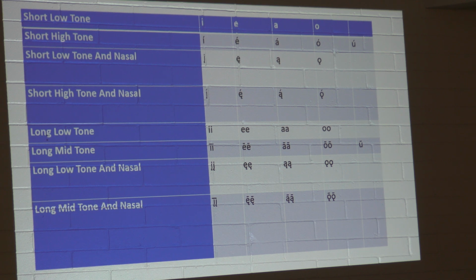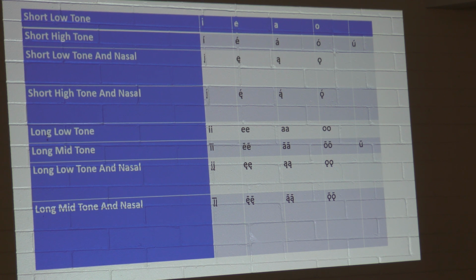Short high tone, I, E, A, O, U. Short low tone and nasal, I, A, O, O. Short high tone and nasal, I, A, O, O. I'm exaggerating a little bit for effect. Navajo teachers do this too.